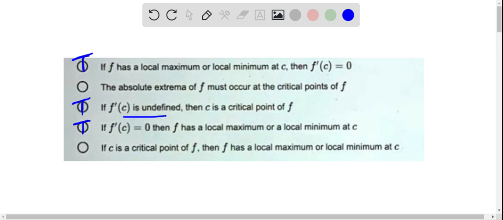If c is a critical point of f, then f has a local maximum or local minimum at c. Yes, clearly if c is a critical point of f, then f has a local maximum or local minimum at c. And so this statement is also true.